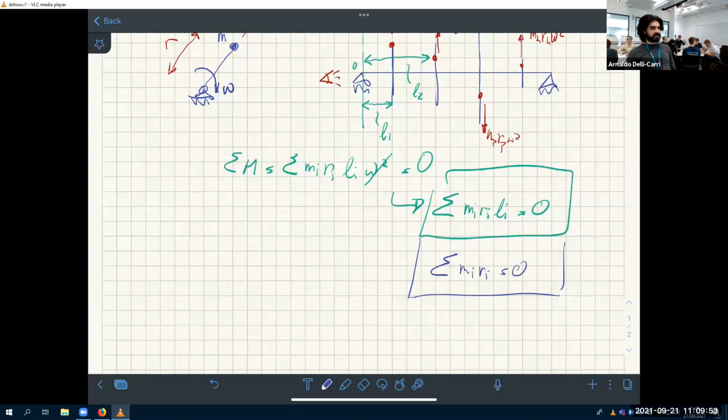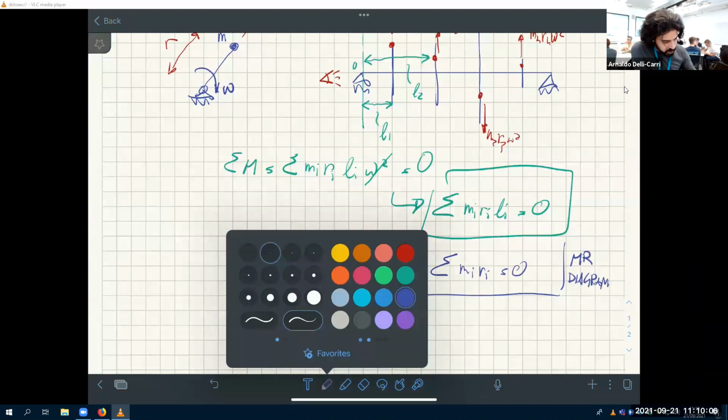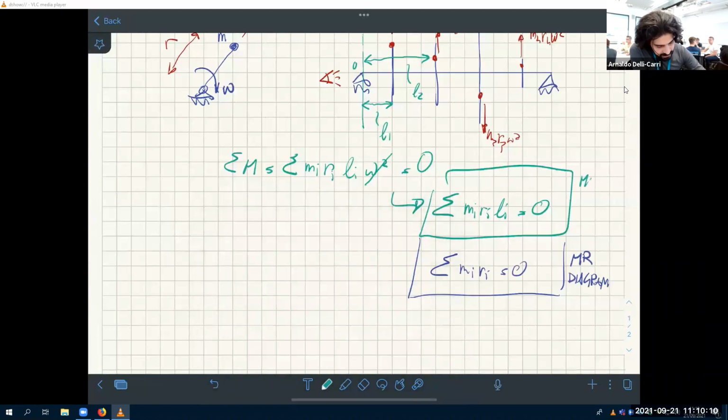So both of these things must be satisfied at the same time. This is the MR diagram, which encodes the sum of forces, and this is the MRL diagram, which encodes the sum of moments equal to 0. All right? I mean, this should not be new. This is what you've done yesterday.